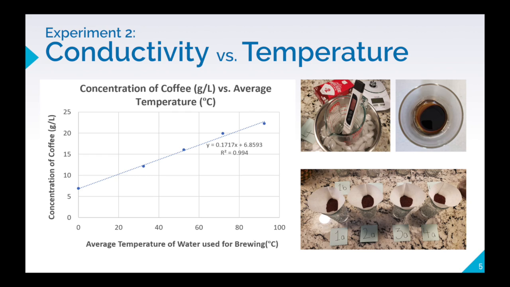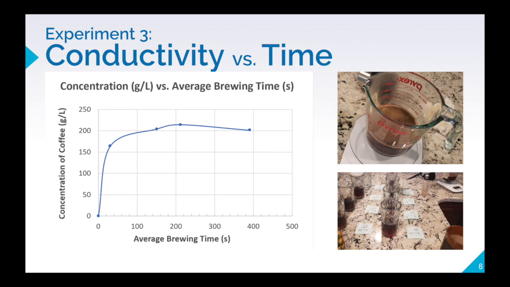As shown on the graph, concentration varies directly with temperature. The ideal temperature identified from the experiment was 75 degrees Celsius. Since the concentration did not increase significantly with the increase in temperature, this temperature was chosen to save energy during brewing. The third experiment was centered around finding the ideal amount of time coffee should be steeped for.